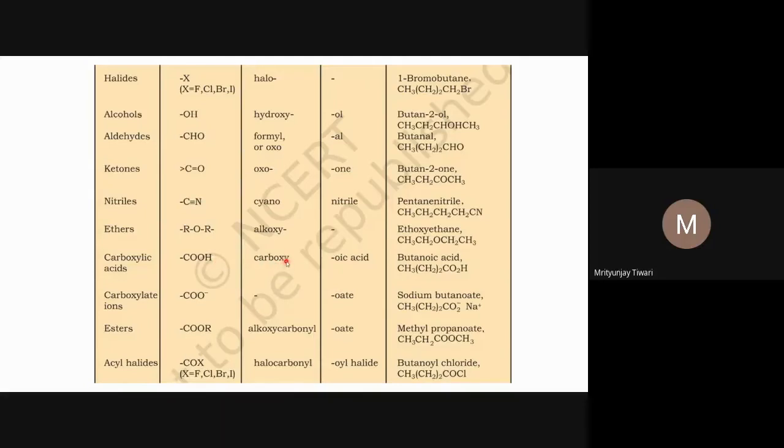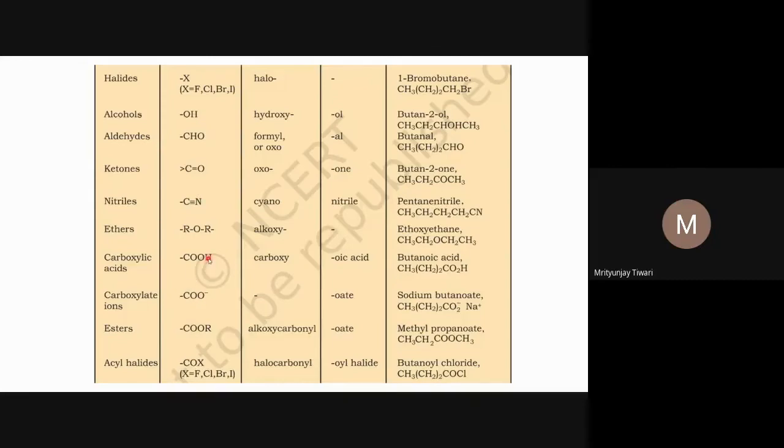If it is there as a substituent, then we call it carboxy. Now if this carboxylic acid loses its H plus, there will be COO minus, a charge on the COO group, which we call a carboxylate ion, and we call it oate. Whenever the carboxylate ion is present, it is very reactive, so usually we do not put it as a prefix.